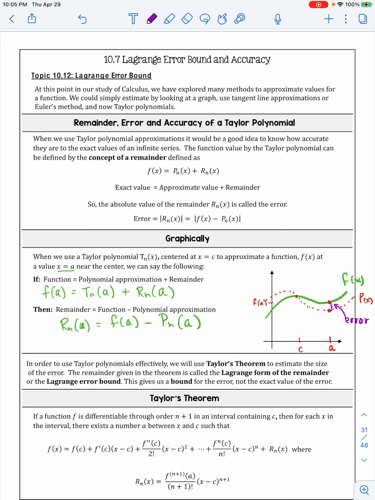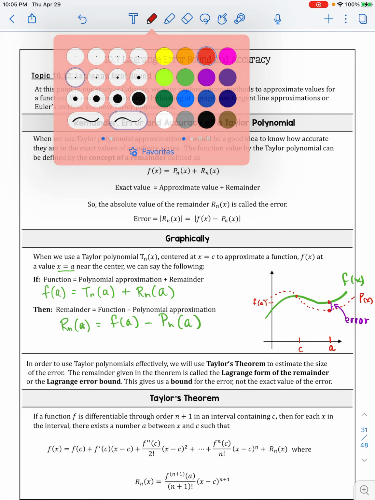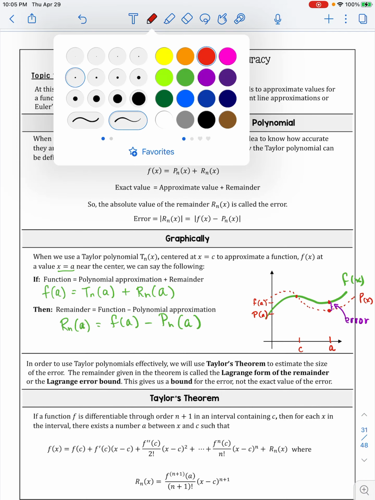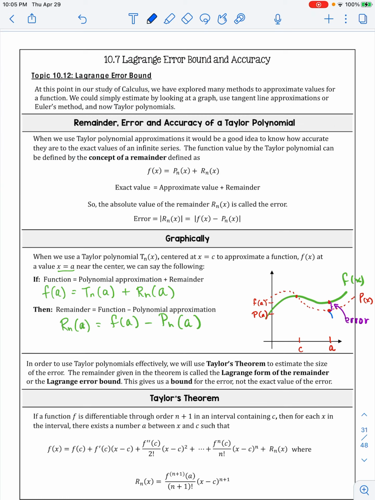This value from here to here is my error. That distance is my error. This over here would be my P of a if I followed that across. And this distance is going to be my Taylor polynomial at a.